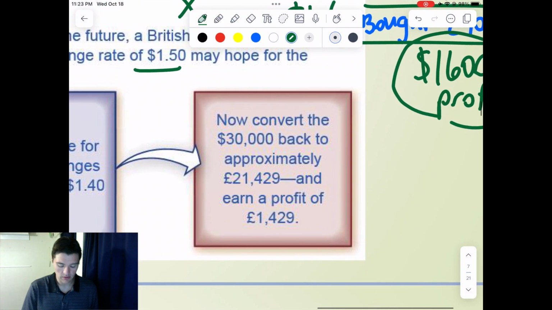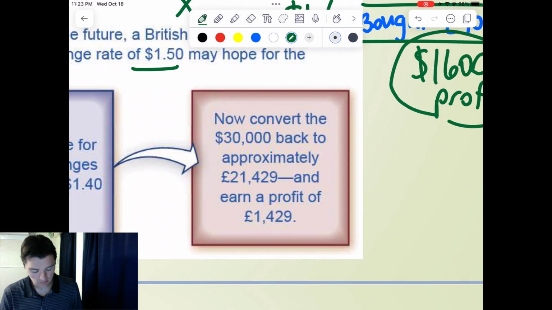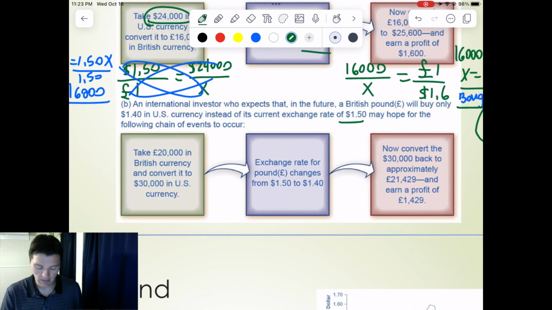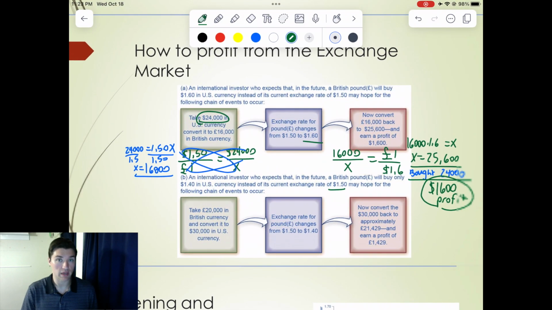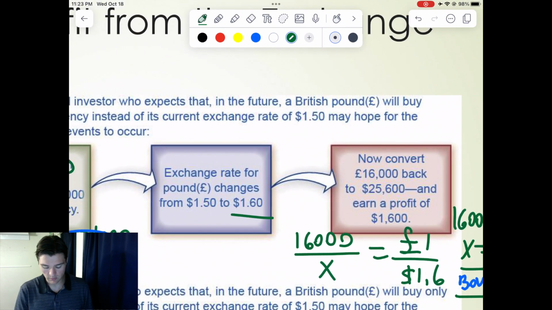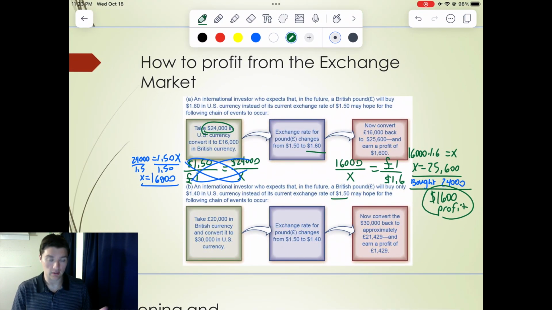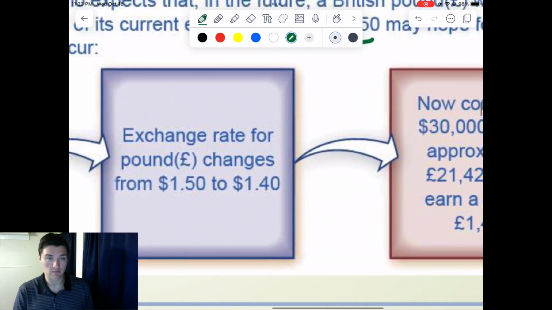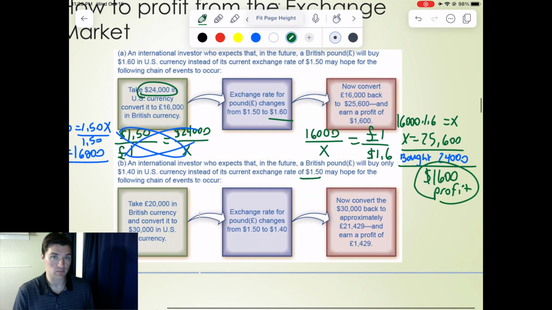So now we'll convert it back from dollars to pounds. And sure enough, we turned 20,000 pounds into 21,000 pounds. So this is going the other way. So this is how the British pound could make you profit if the exchange rate changed. Notice here that when the pound goes from $1.50 to $1.60, that's where you earn more profits in dollars. But when it goes from $1.50 to $1.40, that's where you're actually profiting in British pounds.